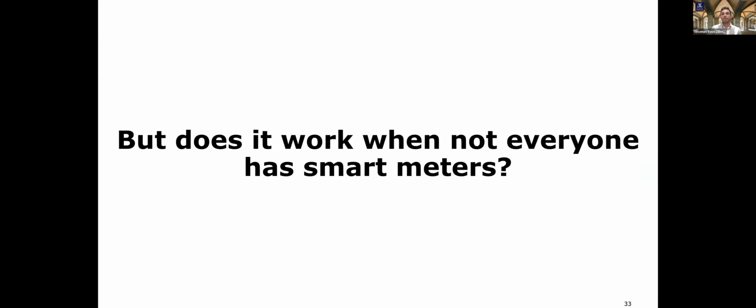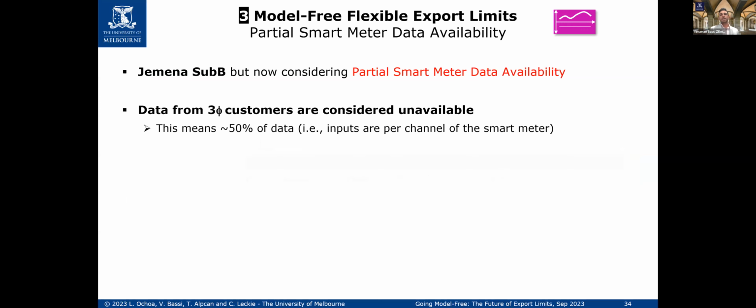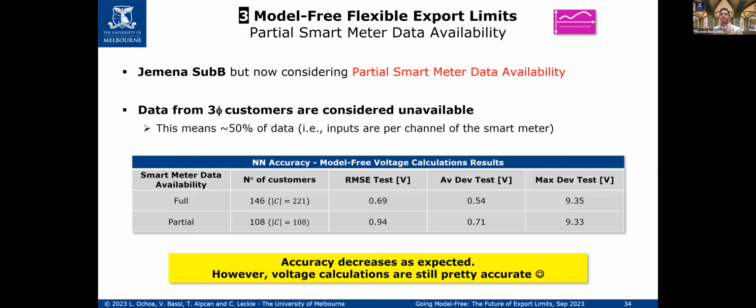So the idea is to test if this can work without smart meter data from our customers. To exemplify this, we're going to use exactly the same case as before, but we're going to consider partial smart meter data availability. Specifically, the data from all three-phase customers, which are 37 in this case, is not available for DNSPs. This means that as we build the neural network with the per channel information of the smart meters, this is going to represent around 50% of the data.